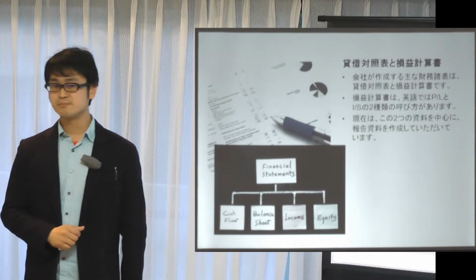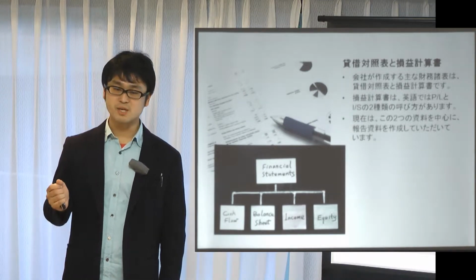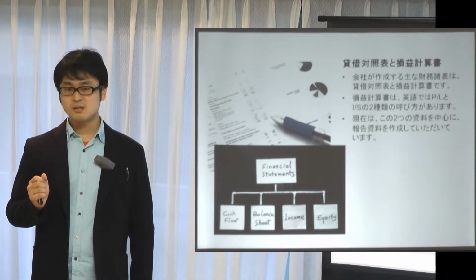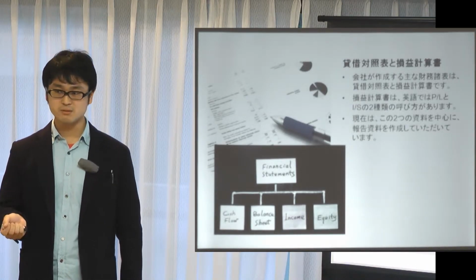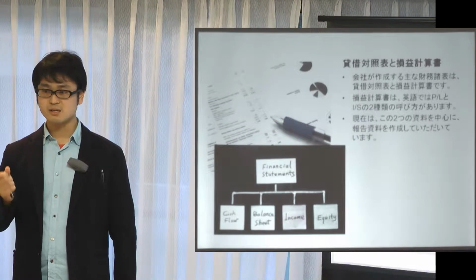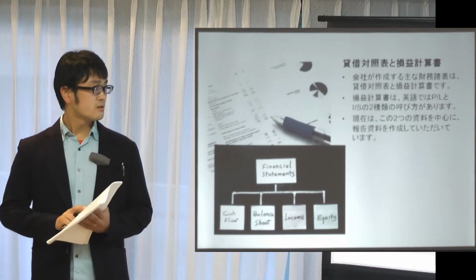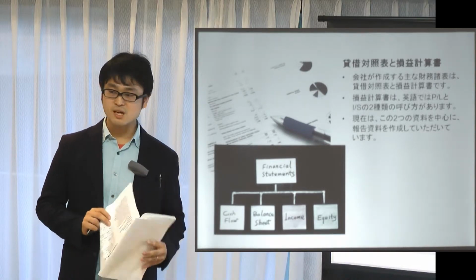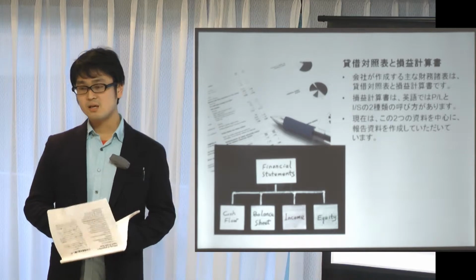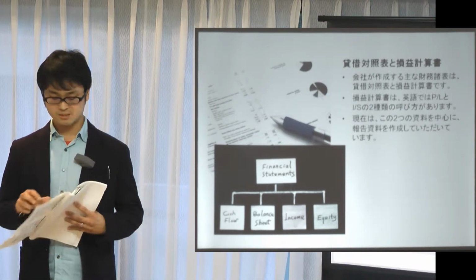Companies usually prepare a balance sheet and a profit and loss statement. They are called BS and PL. You can call PL an income statement. They are the same. We have to receive these two kinds of statements from subsidiaries.